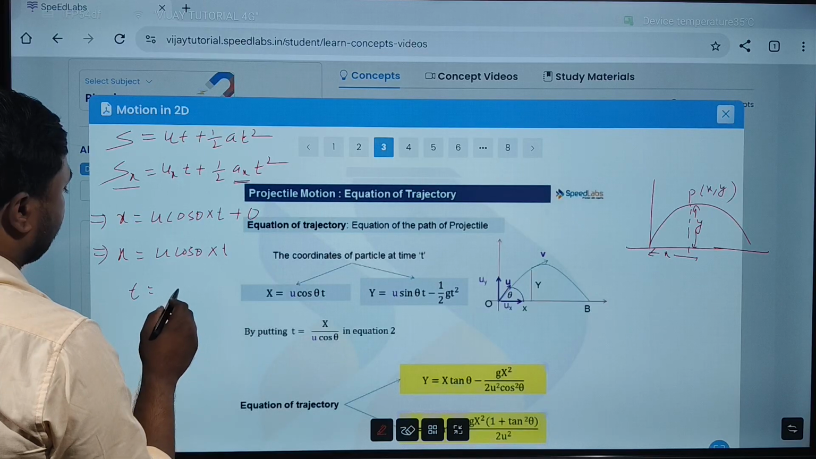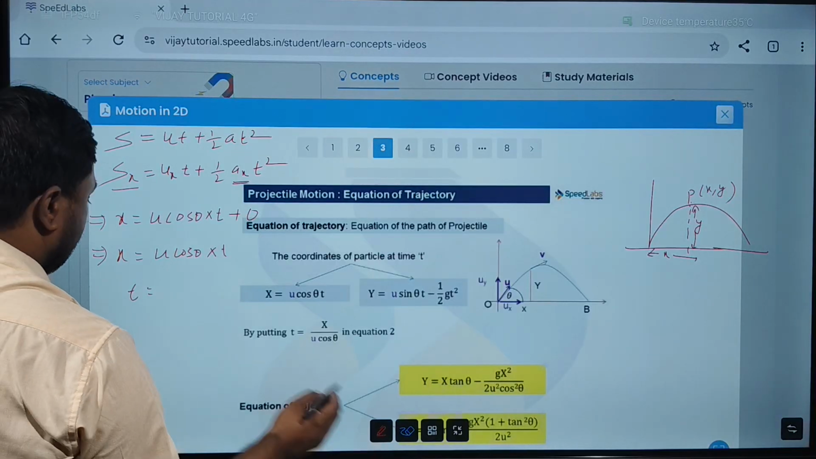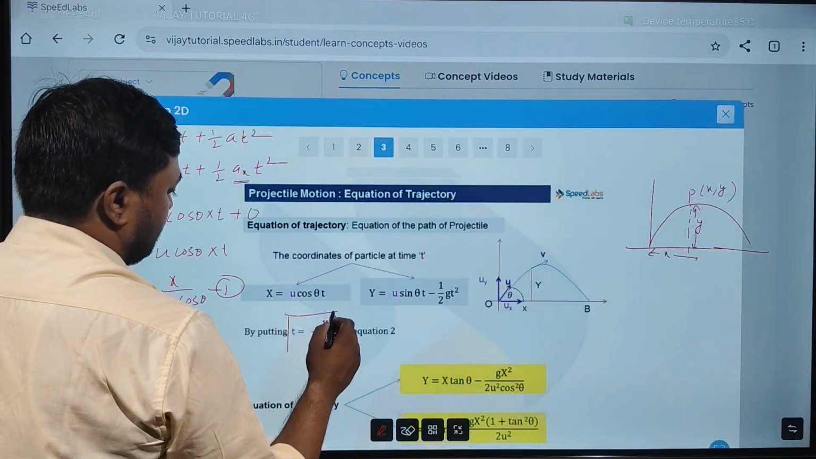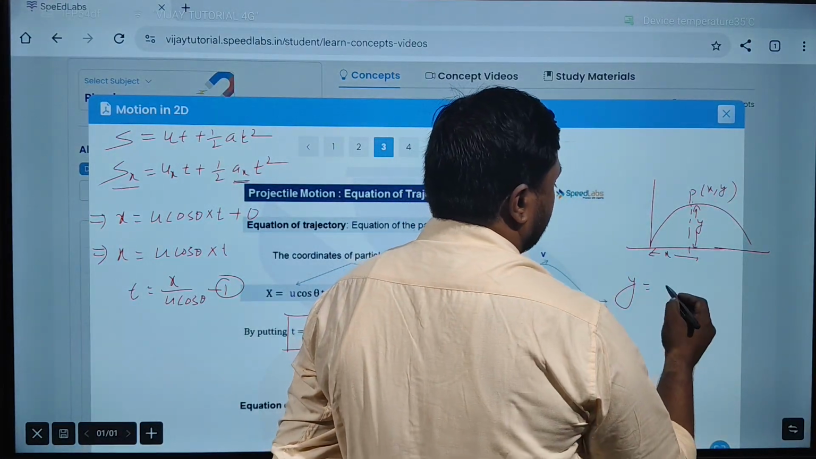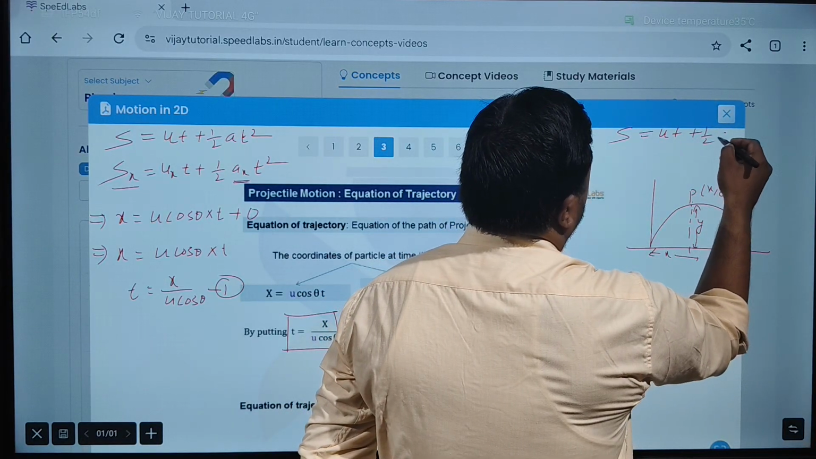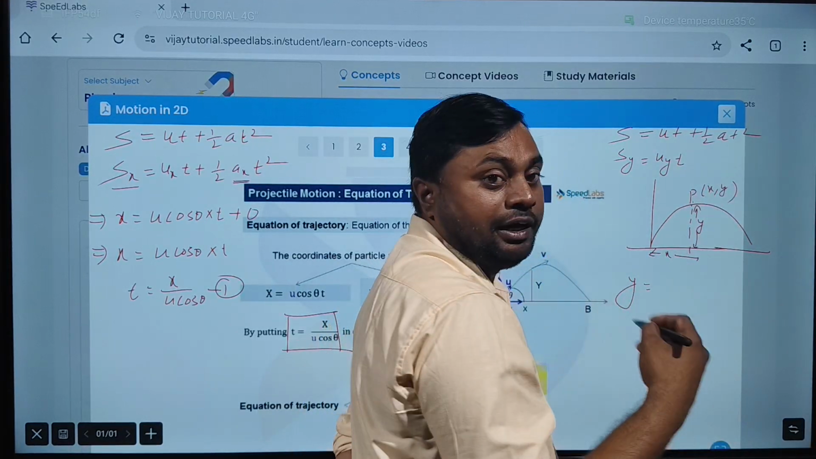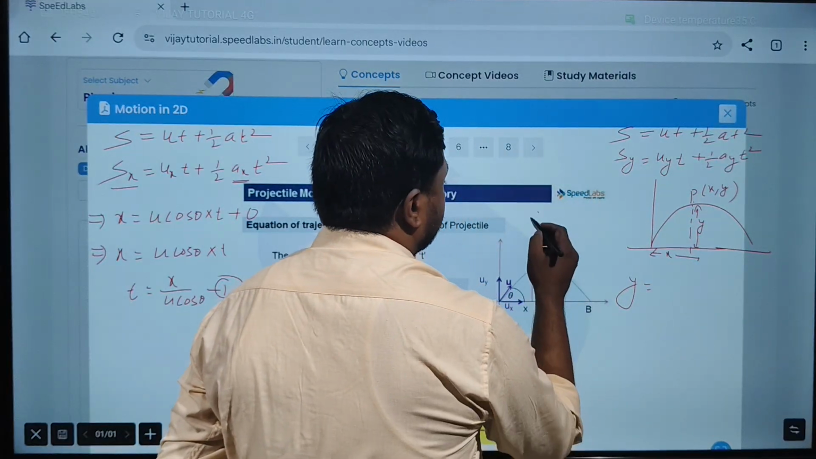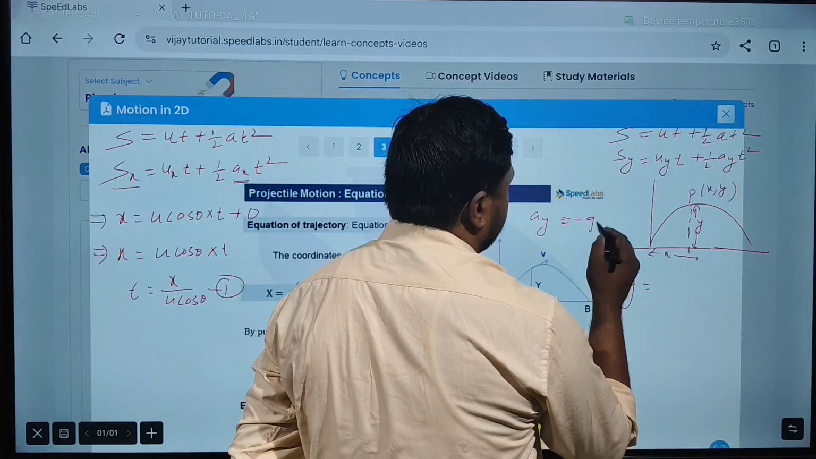So what we got, x is equal to u cos theta into t. Yes or no? So from here t we can write x upon u cos theta. Let's take this as equation 1. So t is equal to x by u cos theta. Now when you apply along the y direction, which equation can we apply? The same equation, s is equal to ut plus half at square. So displacement along the y direction is equal to initial velocity along the y direction into t plus half of acceleration along the y direction into t square. Now what is the acceleration along the y direction? As the particle is moving against gravity, the acceleration along the y direction is what? Minus g. Yes or no?